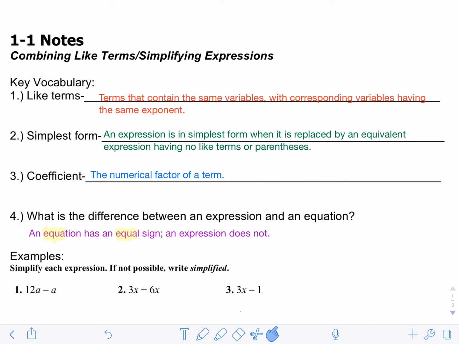Simplest form, an expression is in simplest form when it's replaced by an equivalent expression having no like terms or parentheses. So what we're about to do in the examples is putting all of these expressions into simplest form. So I'll show you that example in a second.